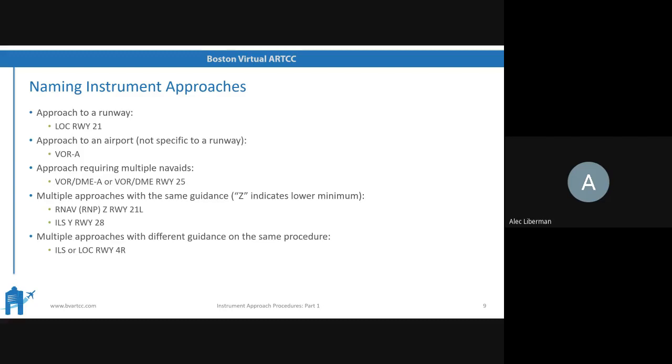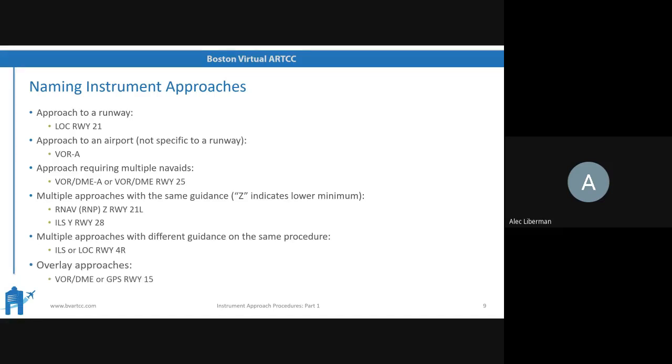You could have multiple approaches with different guidance on the same procedure, meaning you could have the ILS runway four approach or a localizer runway four approach using the same exact guidance from the ground. It just depends on what you are equipped to fly or what you choose to fly.